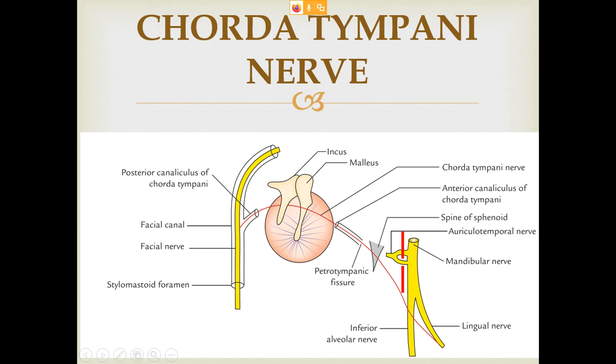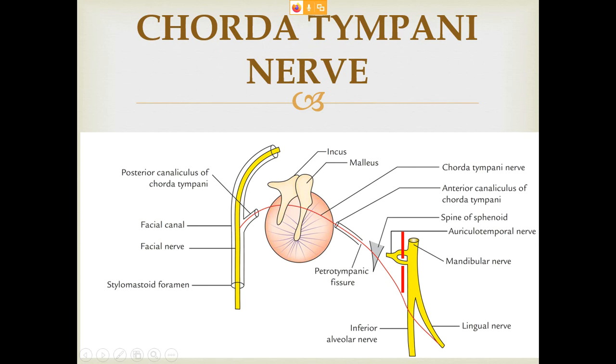It passes through the tympanic membrane between its mucous and fibrous layers, at the junction of the pars flaccida and pars tensa. The nerve enters the infratemporal fossa through the medial end of the petrotympanic fissure, then passes downward and forward under the cover of lateral pterygoid, crosses the medial side of the spine of the sphenoid bone, and joins the posterior border of the lingual nerve. You can identify clearly how it is joining with the lingual nerve.